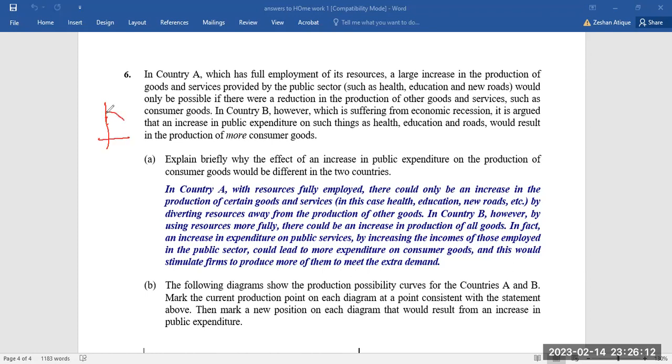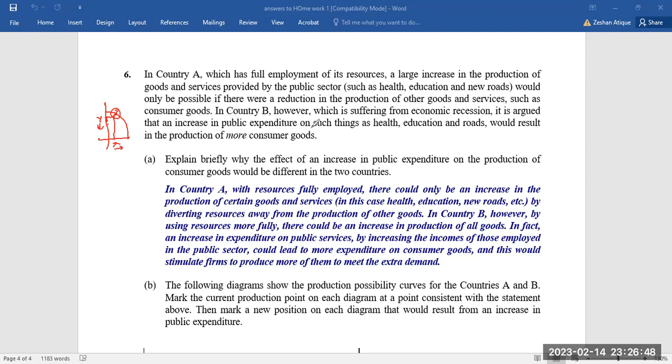A country that employs all of its resources produces on the production possibility frontier. If you are producing on the frontier, at this much of X and this much of Y, and you want to increase your production of X, you have to reduce production of Y. That's what this question says. So in country A, with full employment, an increase in public sector goods and services would only be possible if there were a reduction in the production of other goods and services, such as consumer goods.